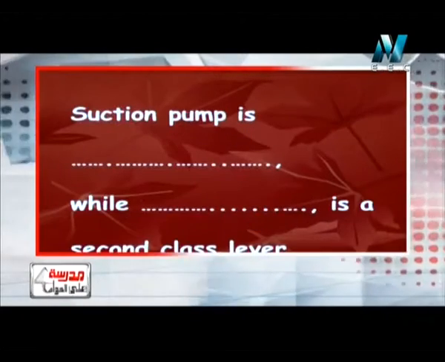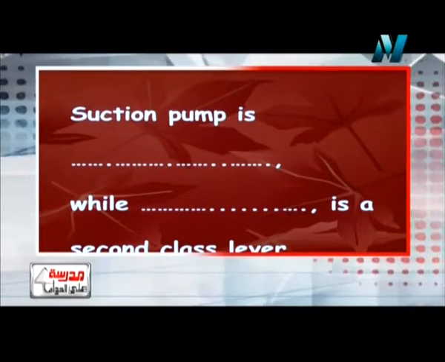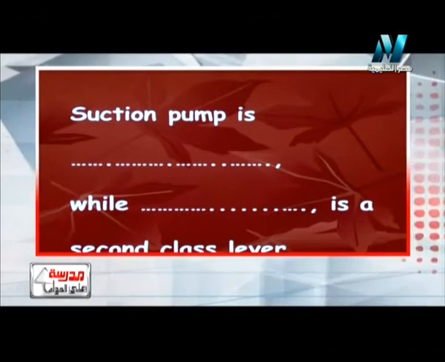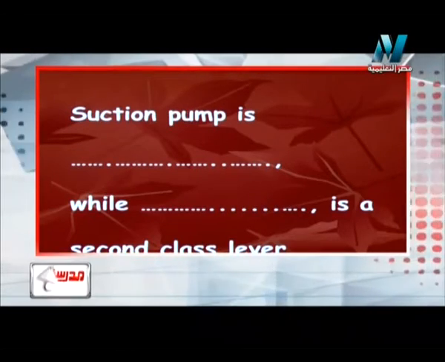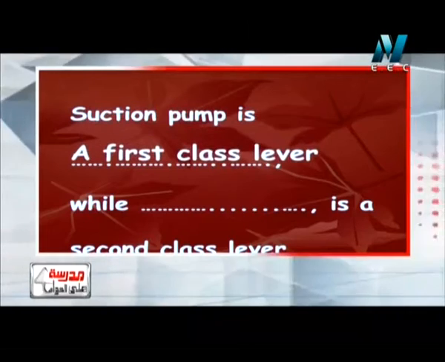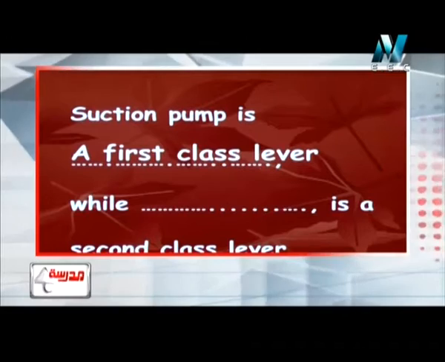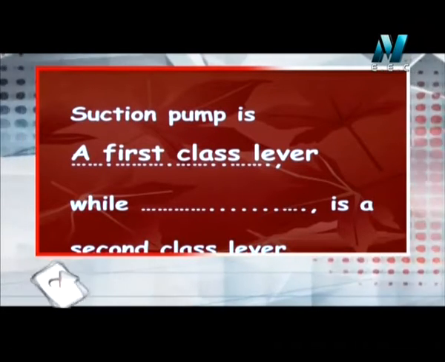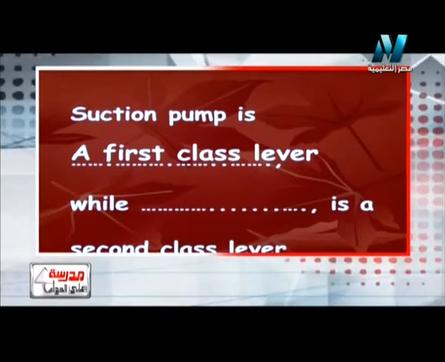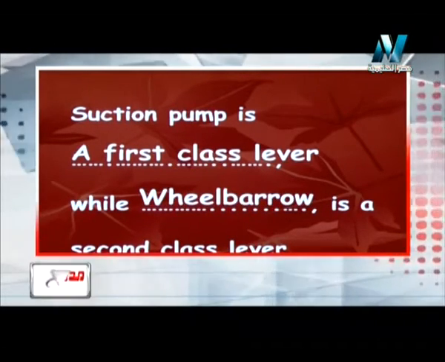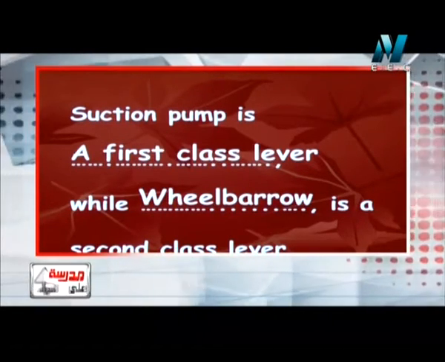Another question. Suction pump is a point lever, while point is a second class lever. Suction pump is a first class lever, because the fulcrum is between the resistance and the effort force. We have many examples of second class levers, like the nutcracker, wheelbarrow, bottle opener, and so on. So again, the suction pump is first class, but the wheelbarrow is a second class lever.